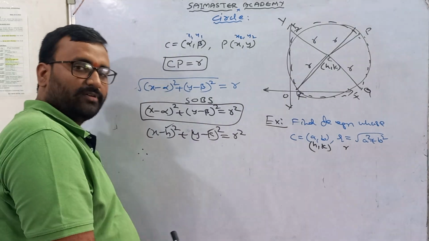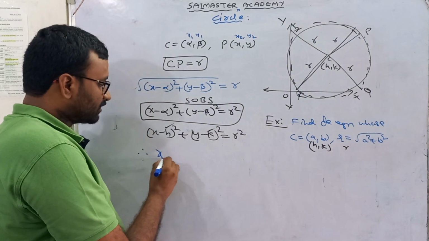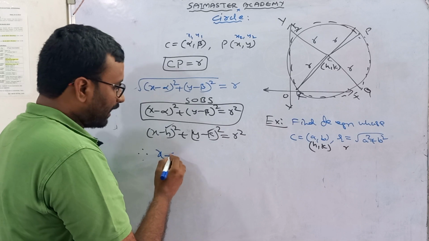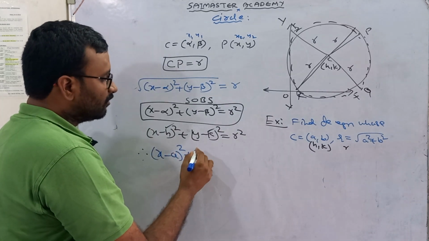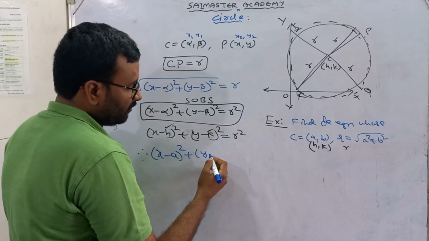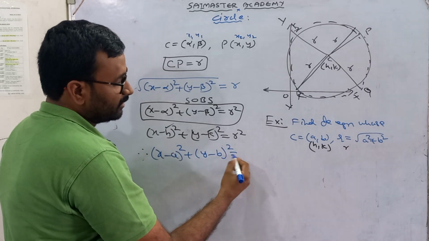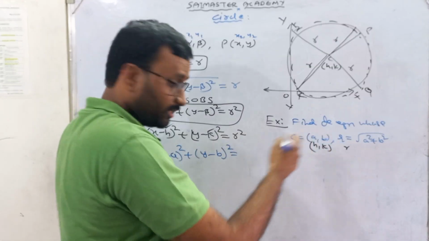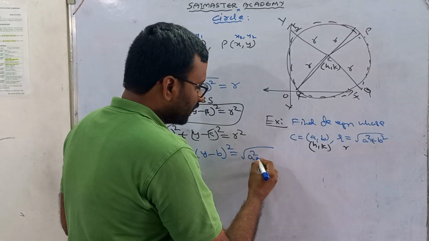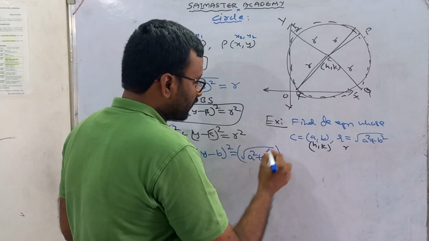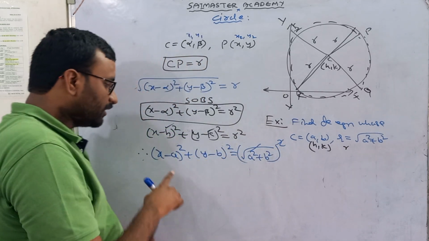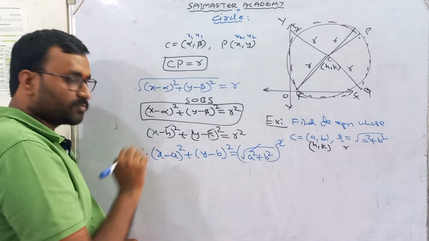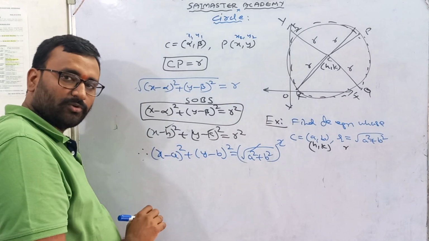Therefore the circle equation is (x minus h) whole square, what is h? a. Plus (y minus k) whole square, what is k? b. Is equal to r square. This is r only, na? Root over a square plus b square whole square. Here the square root cancels, and here we have to expand this using the (a minus b) whole square formula. Here also the (a minus b) whole square formula.